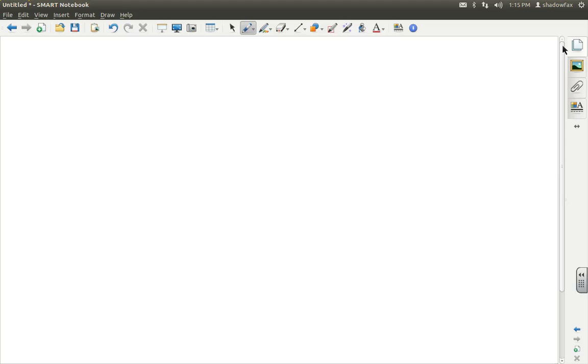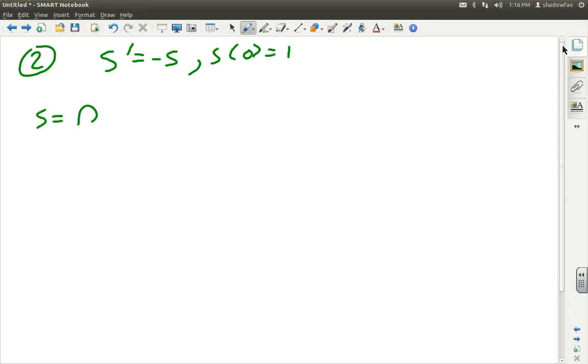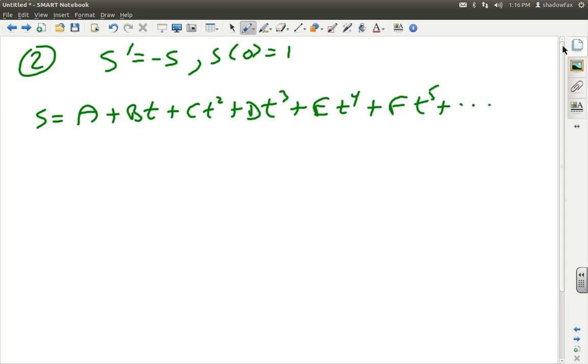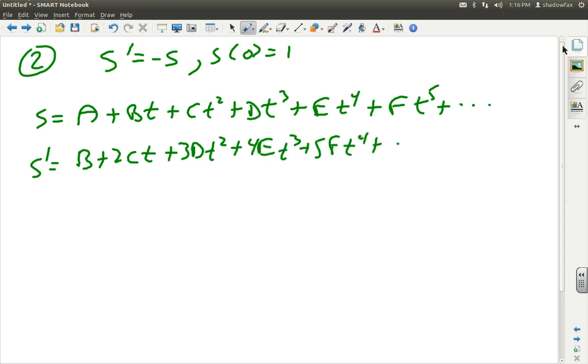All right, so number 2 says, let me give you this one. What if s prime is the opposite of s, and s of 0 is 1? Well, let's do the same thing. Let s equal a plus bt plus ct squared plus dt cubed plus et to the 4th plus ft to the 5th. Okay, that should be enough. And s prime is therefore b plus 2ct plus 3dt squared plus 4et cubed plus 5ft to the 4th. Forever, infinitely long power series, okay?